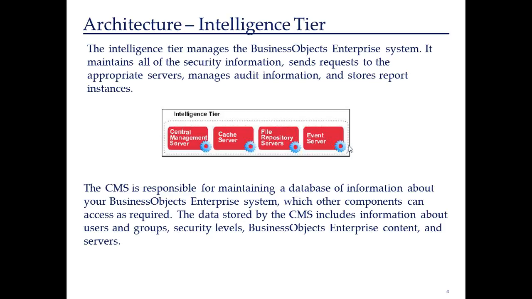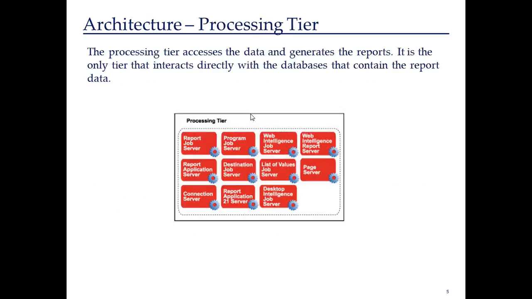So that is about the intelligence tier. These four play a major role in your architecture, and we don't see that from the front end. Whatever request we give from the front end, this is what happens in the back end. And coming to the next layer, that is the processing tier.